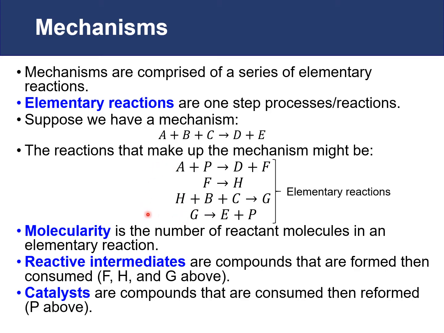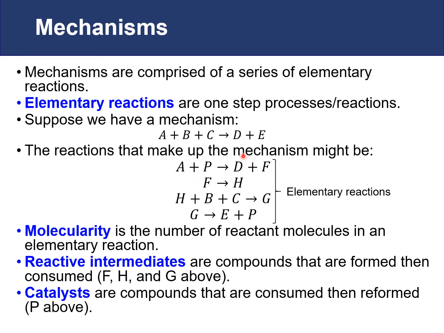Now some of the components in our overall mechanism, we don't actually see them in our balanced chemical equation. The reason for that is some of these components are either unstable or short-lived. We call a lot of those components reactive intermediates. They are reactive, meaning that they are short-lived, and intermediates, meaning that they comprise steps in the middle of our mechanism. So an example of a reactive intermediate would be F. F is initially formed and then it gets used up in a subsequent step. So it is only around for the intermediate part of our overall reaction.